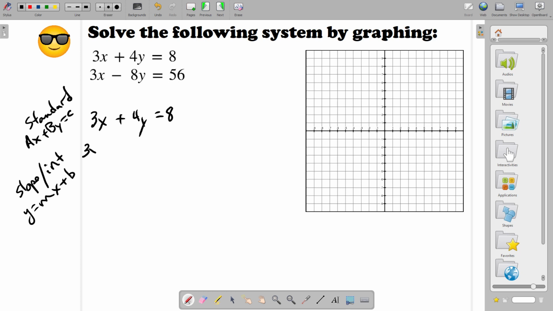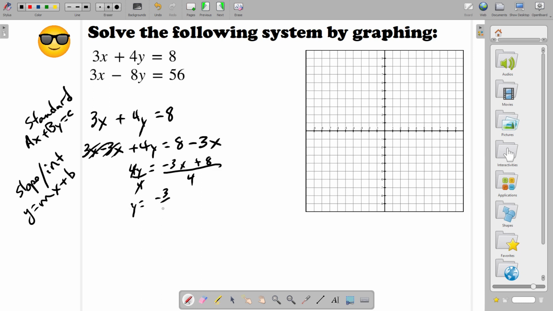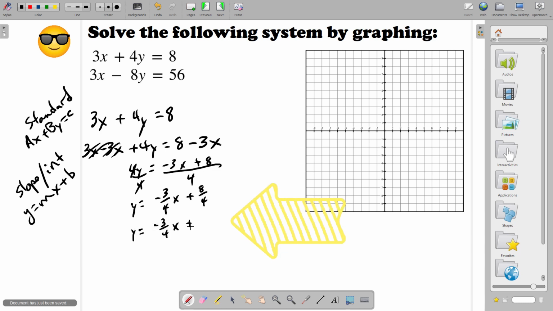So I'm going to take this equation and subtract 3x from both sides. The 3x's add out. I get 4y equals, I'm going to go ahead and switch the order. We want the x term first. Then divide by 4, divide by 4. The 4's divide out. We get y equals, I can go ahead and split these into two fractions, plus 8 over 4. y is equal to negative 3/4 x plus 2.